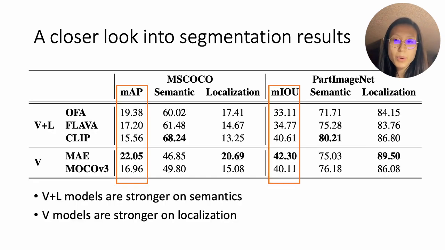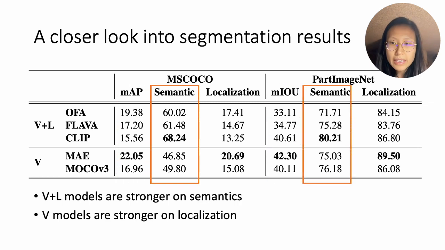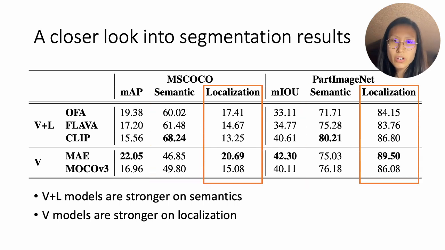Here are the decomposed evaluation results. For the overall results like mAP and mIoU as shown here, a vision-only model like MAE is the best. However, if we look at the decomposed semantic and localization results separately, we can see that vision and language models are actually much better on the semantic side, which means that they predict the labels better than the vision-only models. The advantage of vision-only models mainly comes from stronger localization.